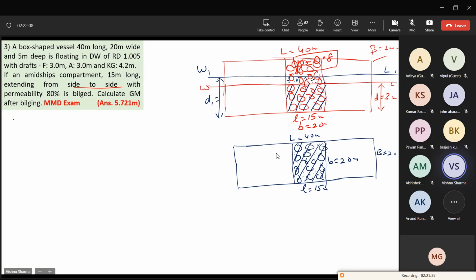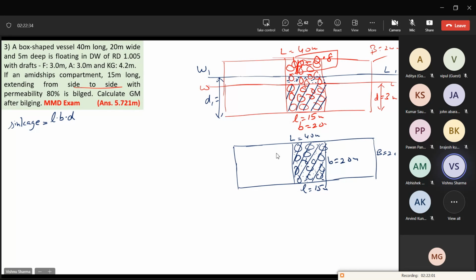Now, first we find sinkage. Now pay attention. If my compartment was fully empty, then the lost buoyancy would be L B D. Do you agree this would be the lost buoyancy if the compartment was fully empty? Yes or no? Correct?